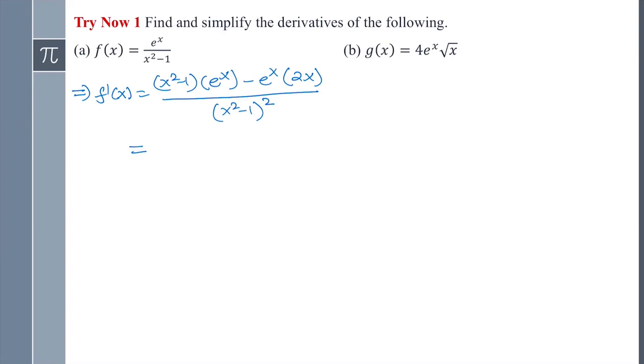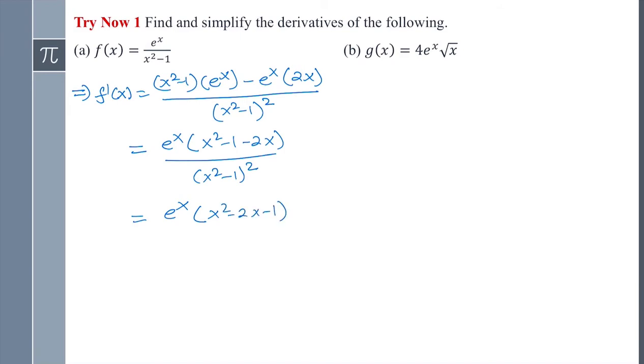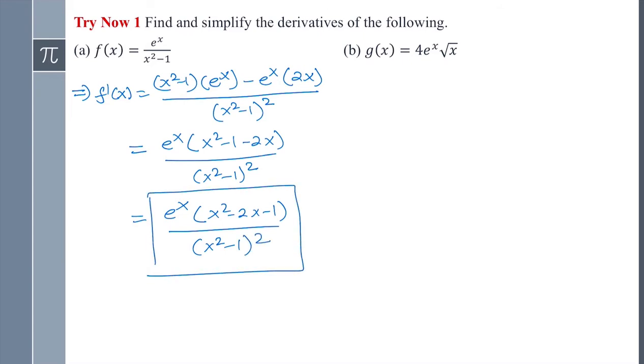So now we can factor out e to the x from both the terms, and then we have x squared minus 1 minus 2x over x squared minus 1 squared. Or we can rewrite this as e to the x times x squared minus 2x minus 1 divided by x squared minus 1 squared. And that is the derivative.